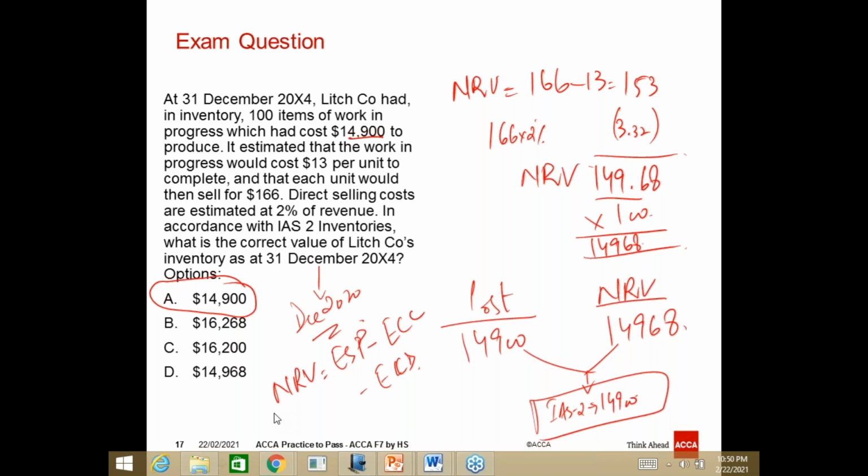Work in progress, I didn't deduct the work in progress cost. It is actually the future estimated cost that we need to incur in order to bring the inventory to the saleable condition. So just remember this point: the cost that we have incurred till date should be included in the cost, and the cost that will be incurred in the future should be adjusted against the NRV. Do remember this concept.